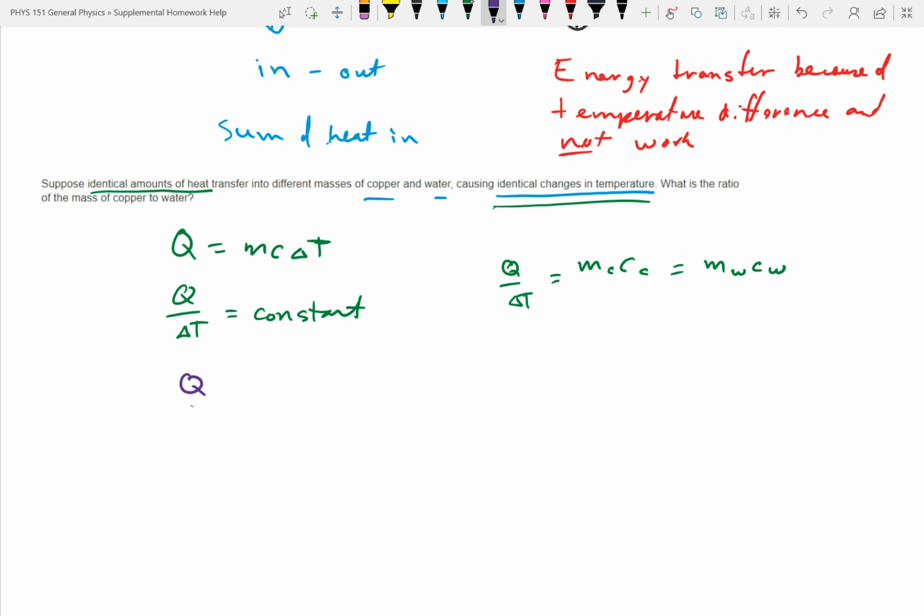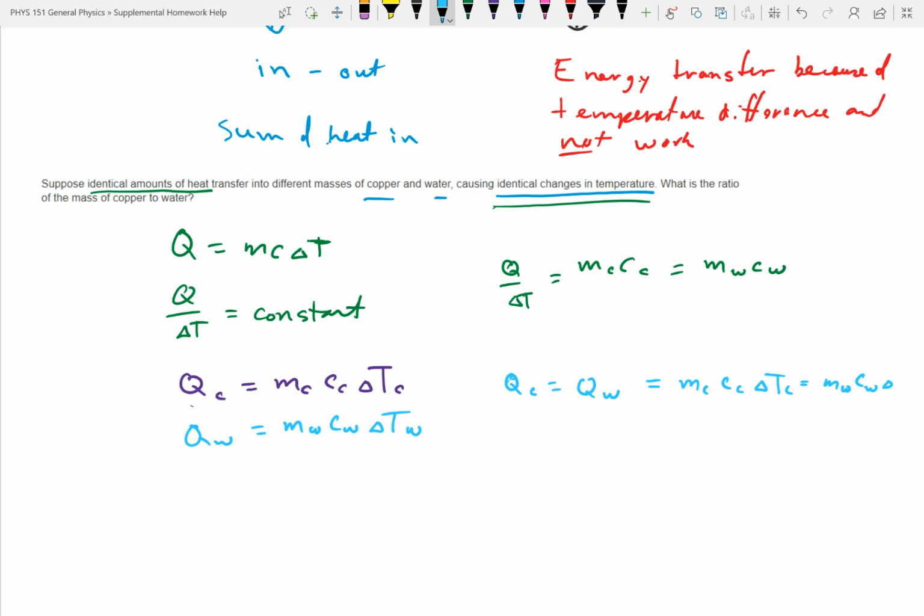So I could have just said Q for copper is equal to M for copper, C of copper, delta T for copper. And Q for water is equal to M for water, C for water, delta T for water. Now we have identical amounts of heat. So if I have identical amounts of heat, I could say QC is equal to QW. So that's MC CC delta TC is equal to MW CW delta TW.